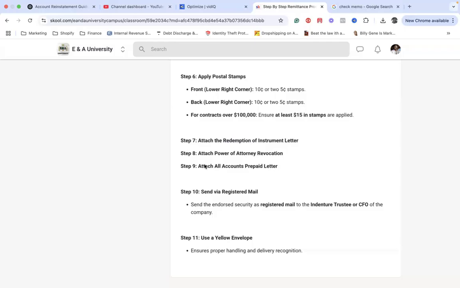And you're going to need to be able to send all 3 of those via registered mail with the actual bill. And then you need to do this for each company, guys.